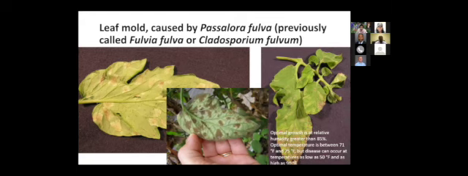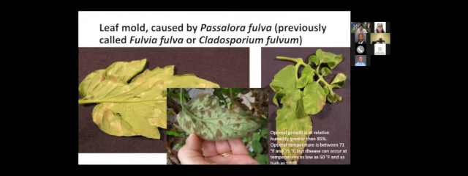And then you get these brown necrotic spots on the leaf. And this is the sporulation. And this can cause you leaf loss, and that ties in directly to fruit loss.